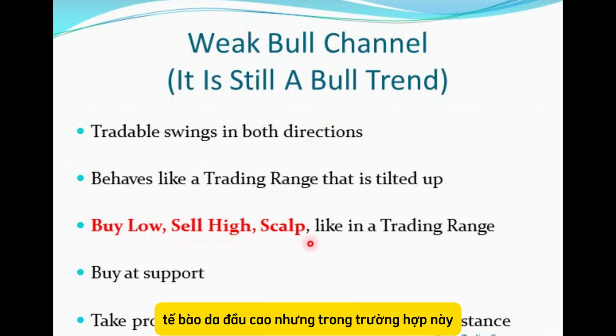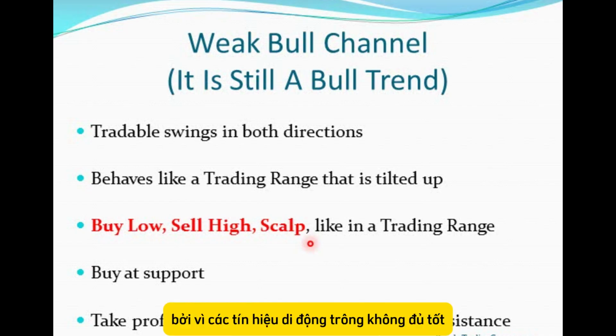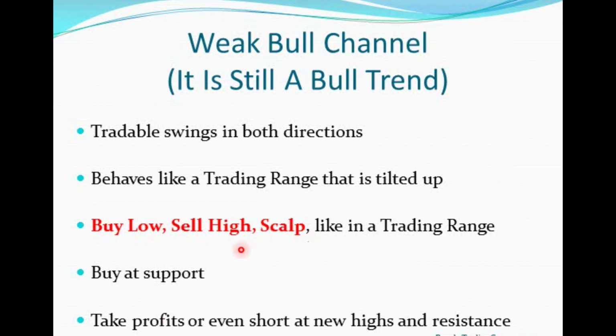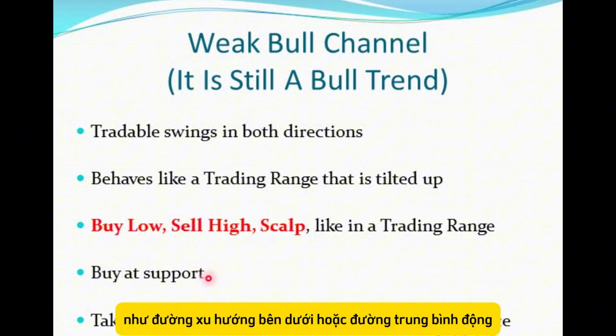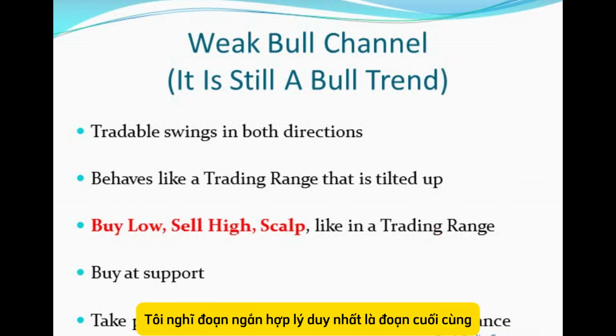Buy low, sell high, scalp, but in this case I would only buy because the sell signals just didn't look good enough, and I certainly would buy at support like the trend line below or the moving average. Certainly take profits at new highs and at resistance levels. In general, in this particular case, I think the only reasonable short was that last one, and I would get out after a couple of bars if it did not go my way very quickly.